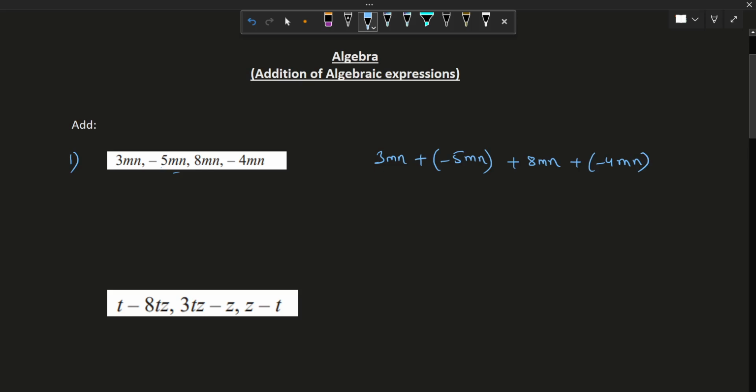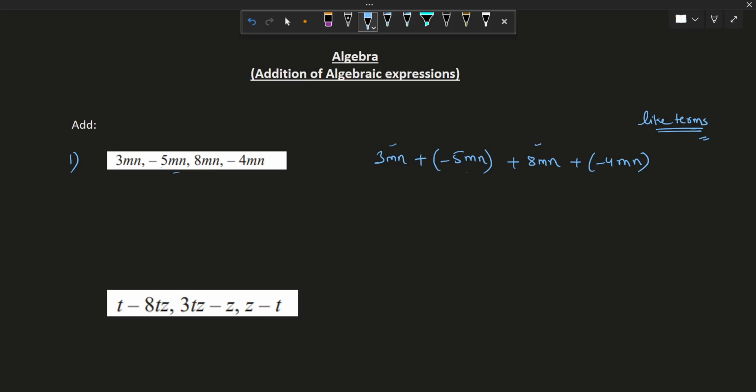We have two positive terms and two negative terms. Here you see all terms are like terms, because their variables are all the same. So we can only add and subtract like terms, which is very important. You need to know that. Only like terms can be added. The terms which have the same variables can be added or subtracted.